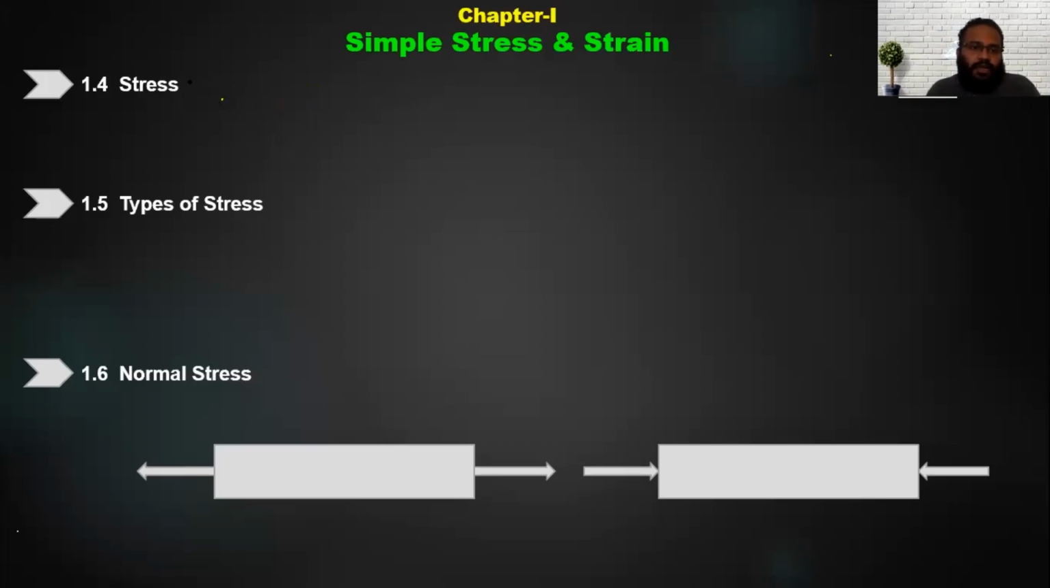So as somebody rightly mentioned, the stress is nothing but the internal restoring force. Whenever we apply force on any material body, these forces try to change the shape and size.